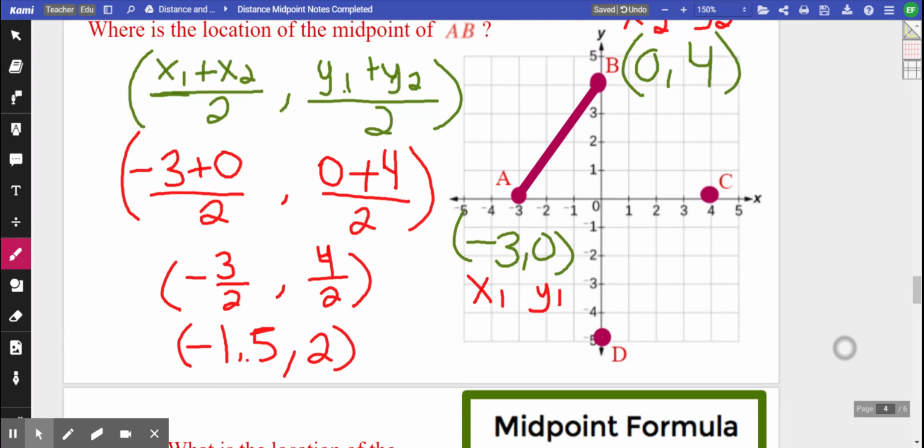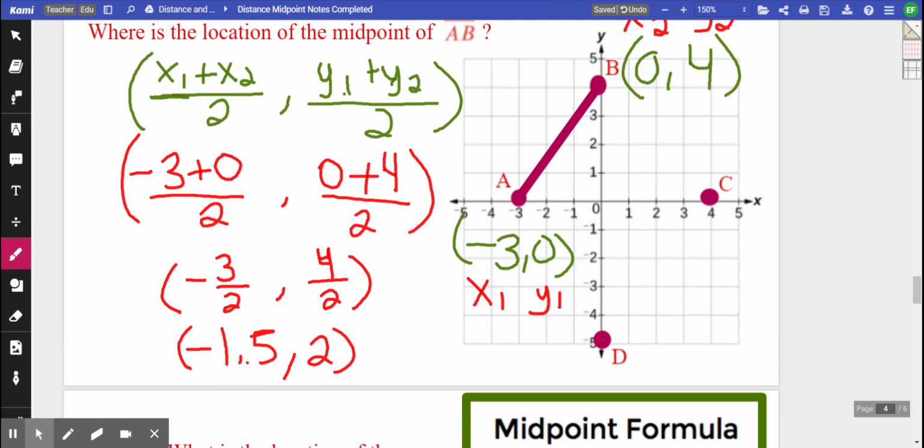And if we look to our segment, if we were going to plot that value, -1.5, comma 2 is going to be just about here. Visually, that makes sense. That looks like it is approximately in the middle of that segment. So if we put M to represent midpoint as the name of that point, we would know that is the exact location of the midpoint of segment AB.